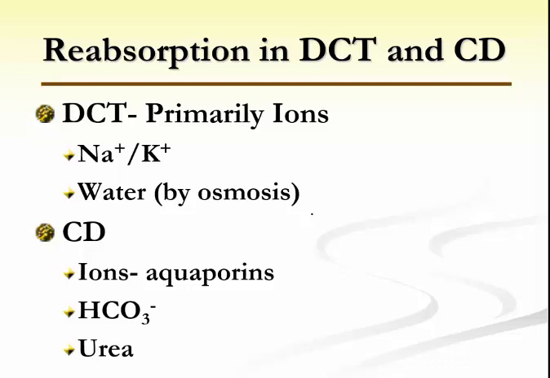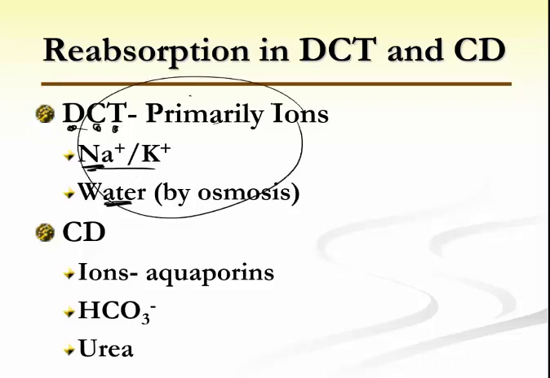As we mentioned before, in the distal convoluted tubule, we can do some reabsorption, as well as in the collecting duct. In the distal convoluted tubule, primarily ions are reabsorbed. We do have sodium-potassium ATPase pumps, and so in non-homeostatic conditions, we can reabsorb some sodium. Sodium is pumped out, and potassium is pumped in. And wherever that sodium is going to go, water is going to follow it by osmosis.